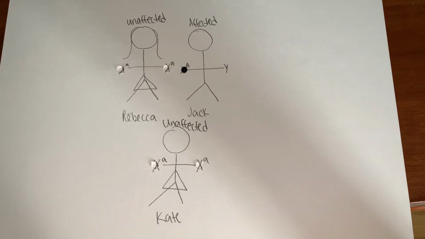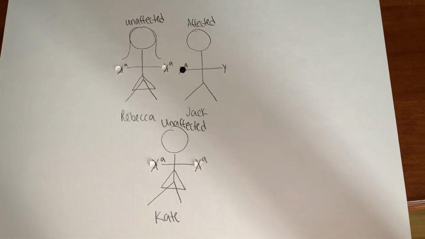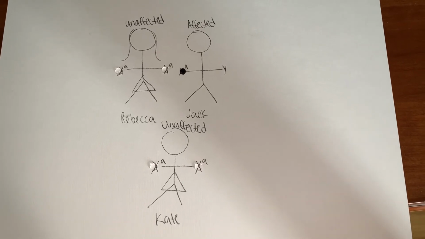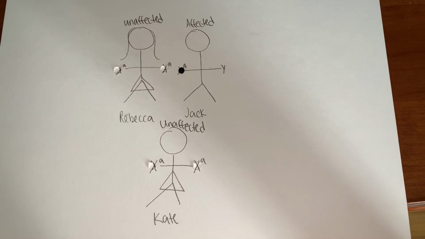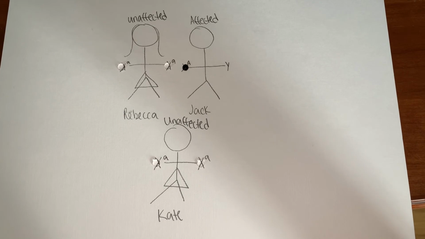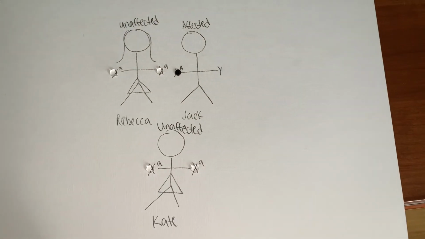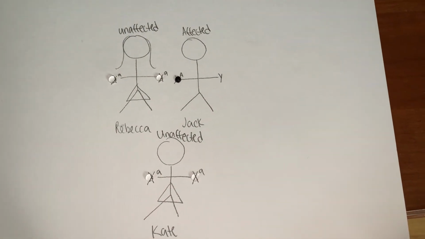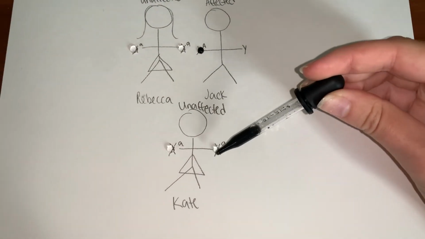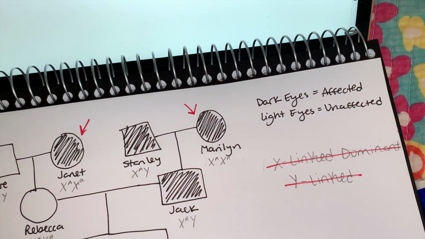Rebecca, the mother, is unaffected and has 2 recessive genes on her X chromosomes. Jack is affected and has a dominant gene on his X chromosome. Kate, the daughter, is to get 1 X chromosome from each parent. However, since Jack is affected, if he were to give his X chromosome to Kate, it would make her affected, while in reality, Kate is unaffected.